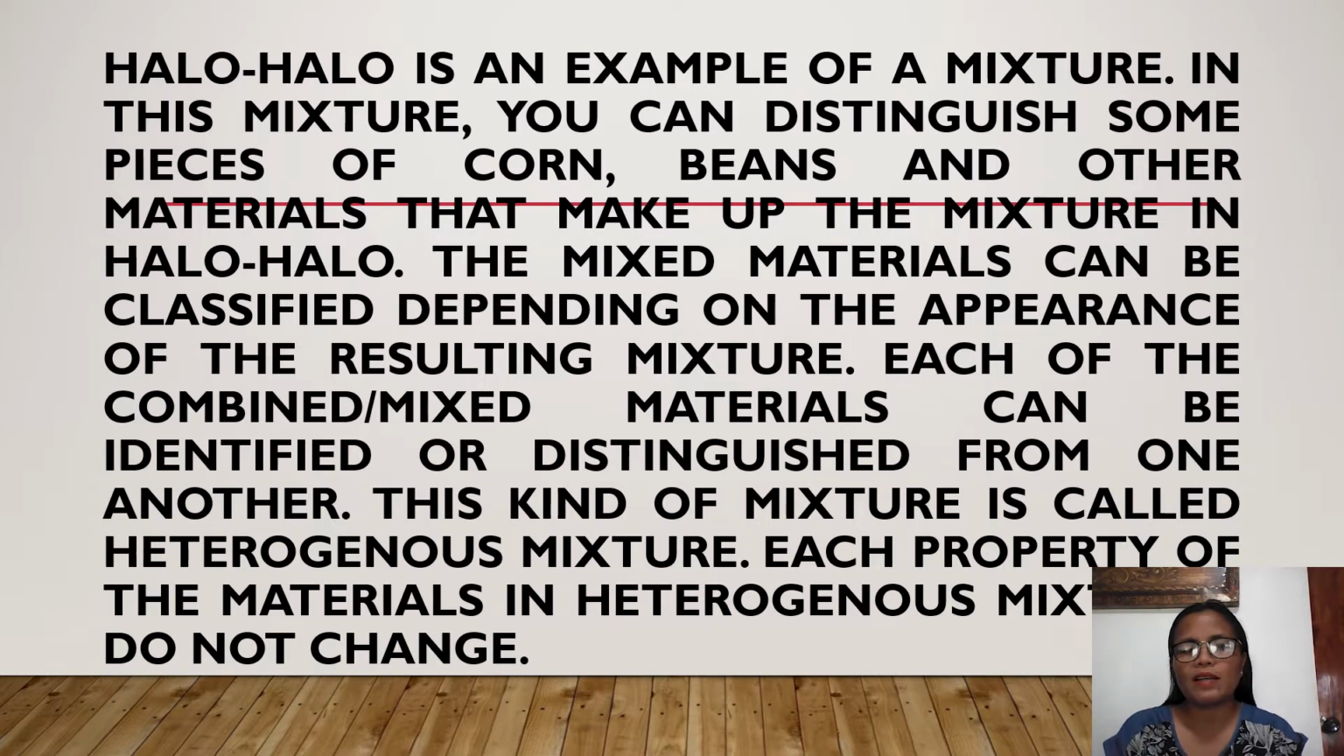Each of the combined or mixed materials can be identified or distinguished from one another. This kind of mixture is called a heterogeneous mixture. Each property of the materials in a heterogeneous mixture does not change. So I have here an example. What do you call that? Heterogeneous mixture. This is a menu of my son Xavier.